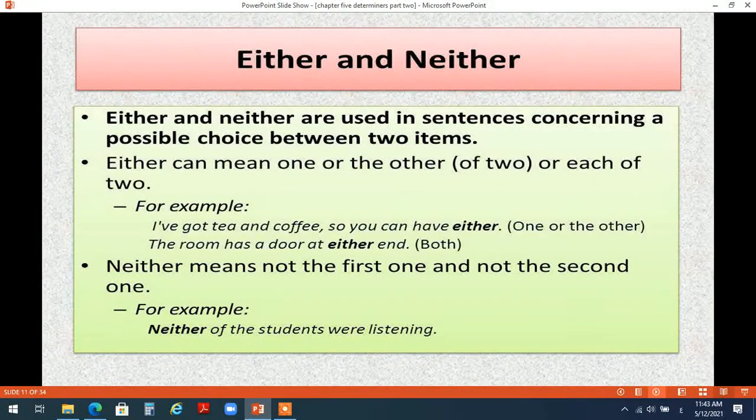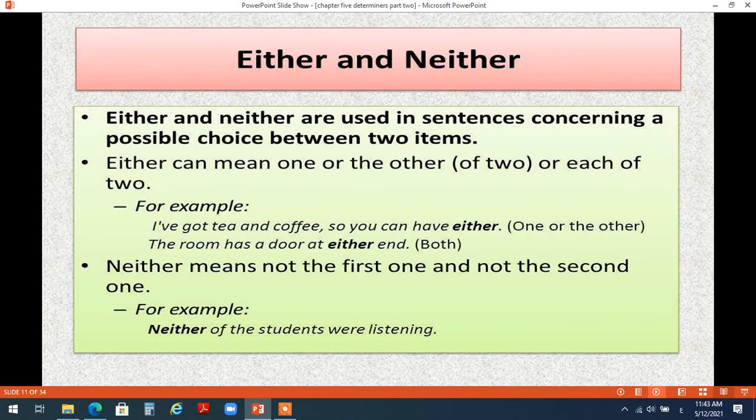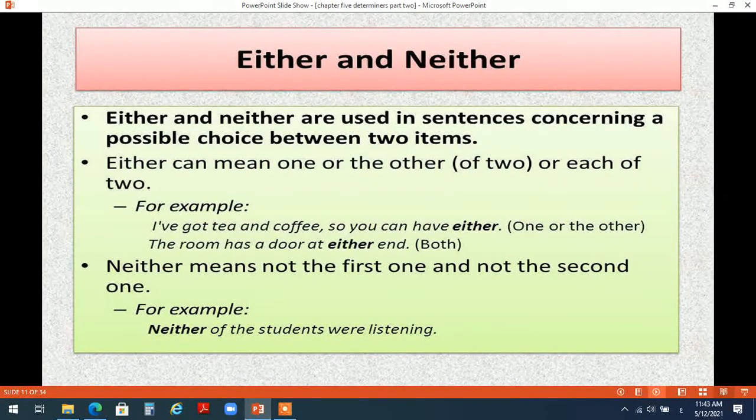For example, I have got tea and coffee, so you can have either one or the other. يعني you can choose to drink either tea or you can choose to drink coffee. As for the other example, the room has a door at either end. كأنما as if we are saying the room has got two doors, one door at each end. Okay, فهنا either تشمل both possibilities or both alternatives are possible. يعني الخيارين ممكنين في هذه الجملة.